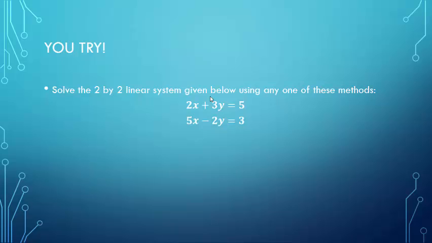Okay, if you took a little bit of time to practice this, you should have gotten the ordered pair 1, 1. And so you'll notice if I substitute that back in, 2 times 1 plus 3 times 1 is equal to 5, and 5 times 1 minus 2 times 1 is equal to 3. So that point is your ordered pair. It's the intersection of these 2 lines.